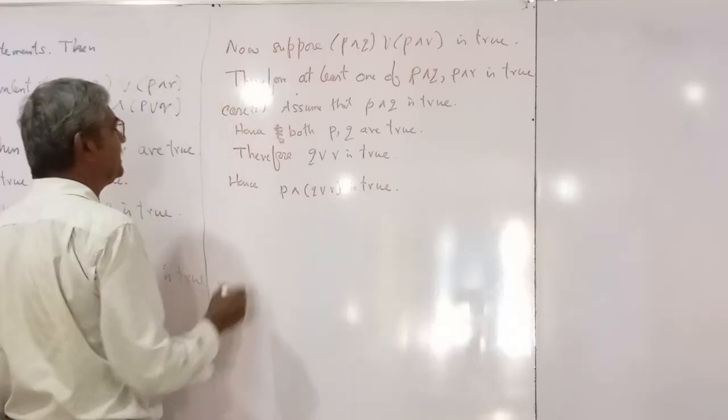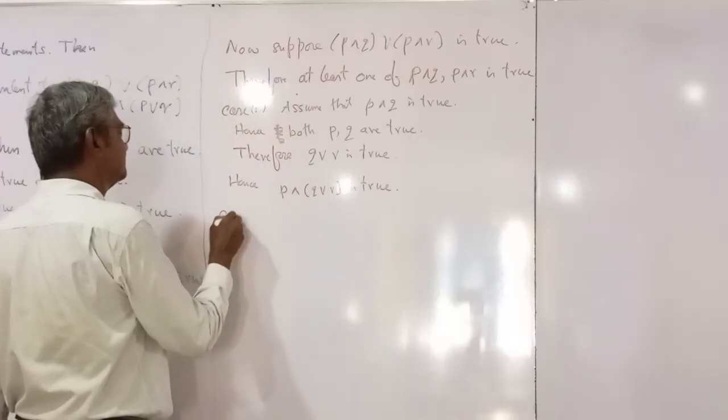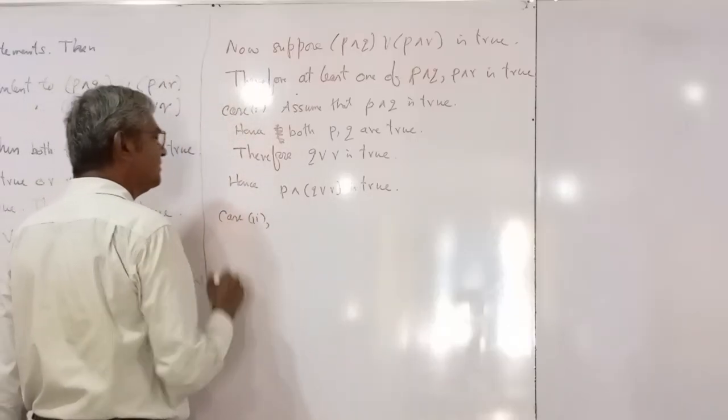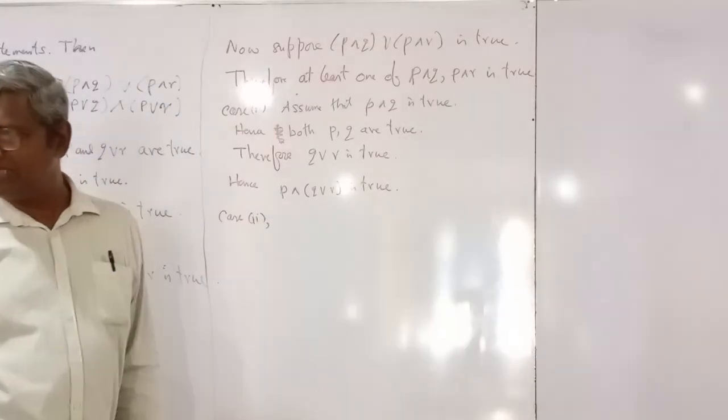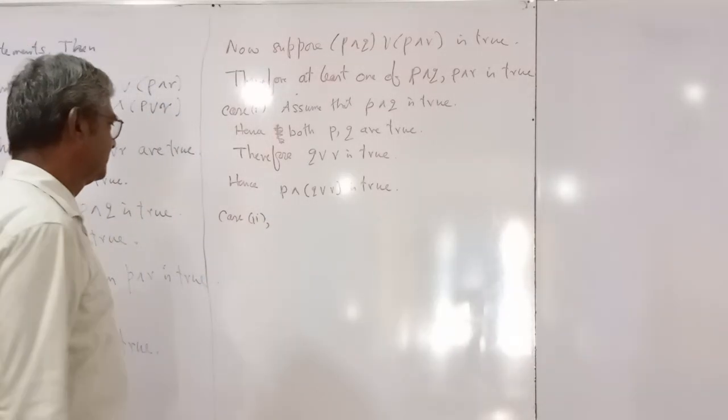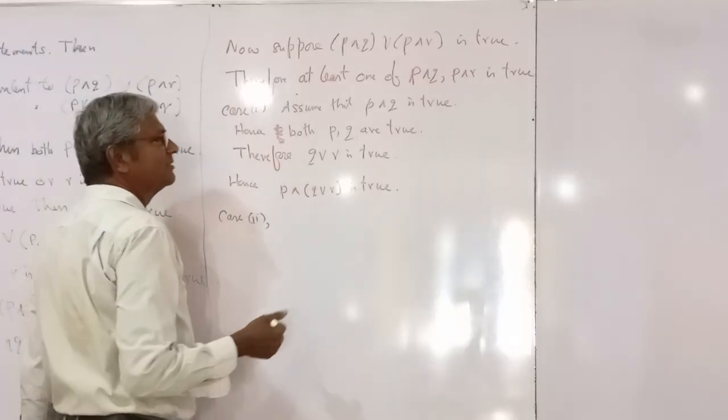Okay, so we have proved case one, now case two. You jump a lot. That is why you make mistakes. Case two. That's why I'm doing this today.